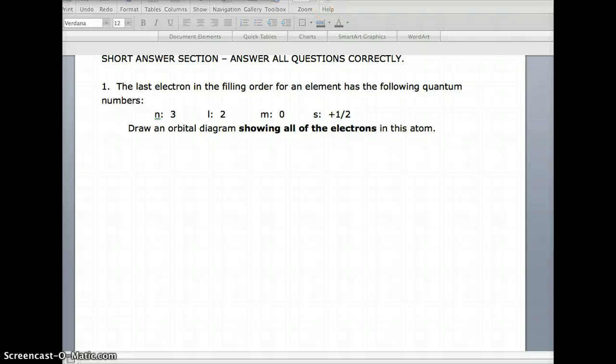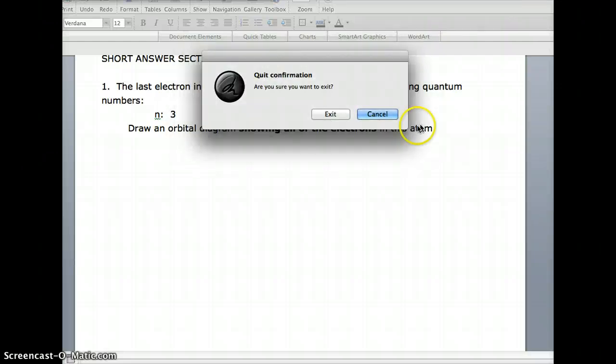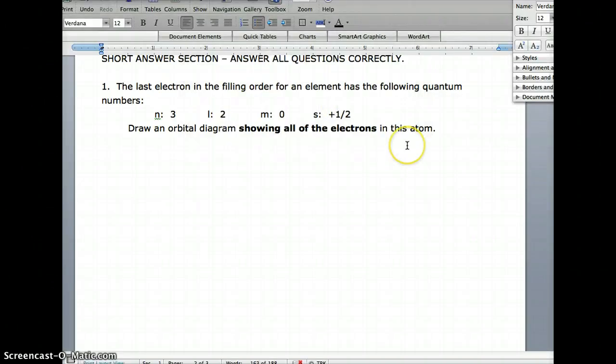What I haven't learned how to do yet is to turn this on and off so I can toggle through my pages in Word. So we'll do this. We'll exit and start again.